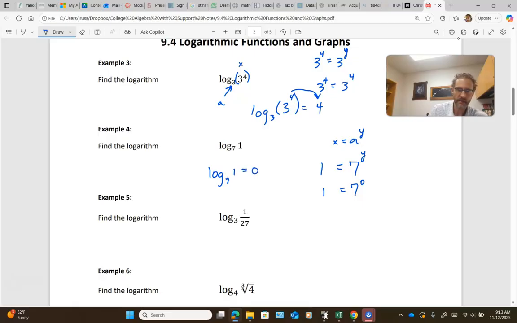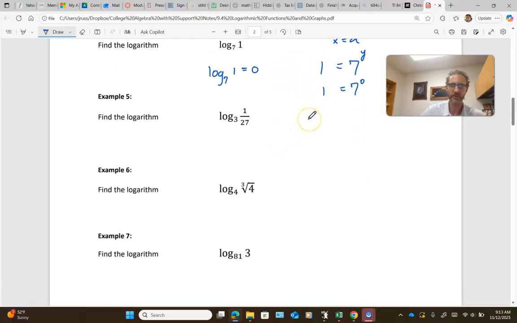In fact, guys, the log of 1 is always 0, because it doesn't matter what the base is. Any base raised to the 0 power will always be 1. So any logarithm of 1 is always going to be 0. I'll rewrite that 7 real quick. There we go. Alright, so now let's look at some that are a little more challenging.